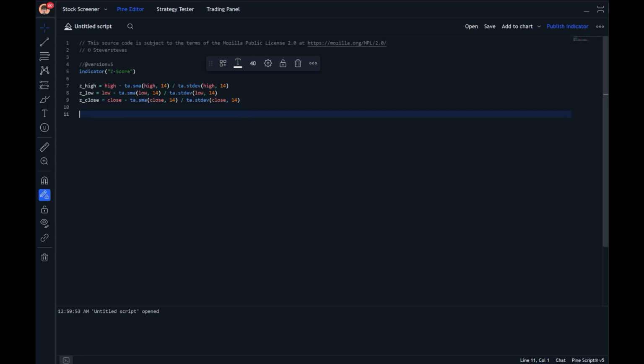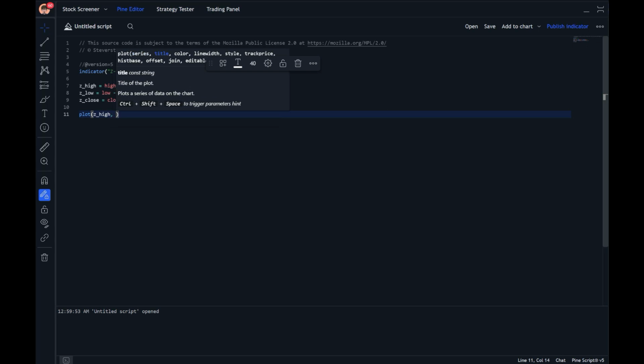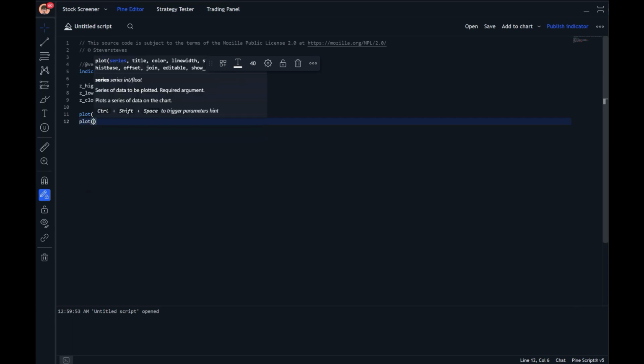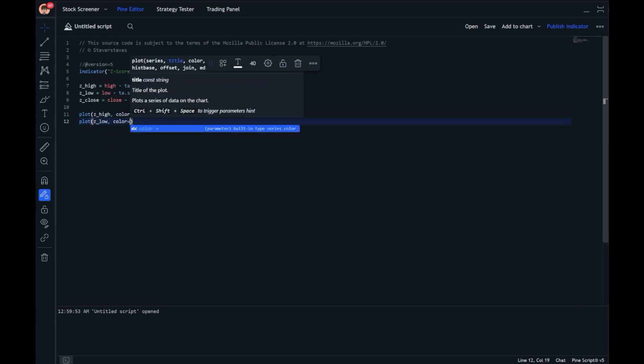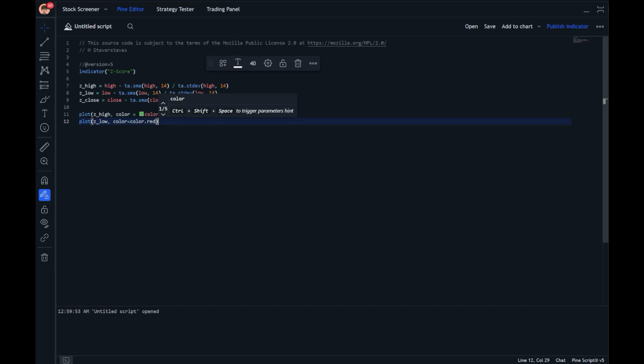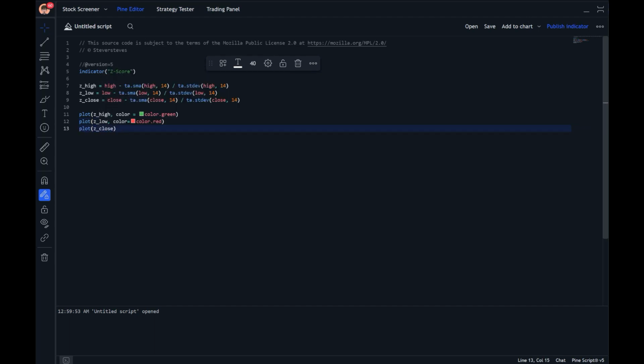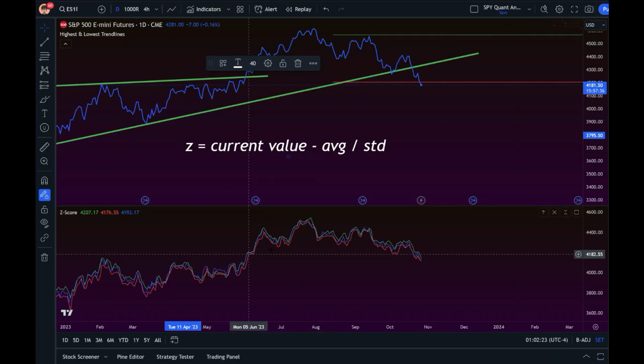Okay, now we have to tell Pinescript to plot these things. And we're going to have to change the color because we need to know what we're looking at. So if you remember from our previous tutorial how to do the plot function, we're just going to do plot z high. We're going to change the color to green, plot z low, color equals color red, and plot z close. We're going to leave it at the default color, which is just blue. Now we're going to say add to chart, and here's our Z-score.